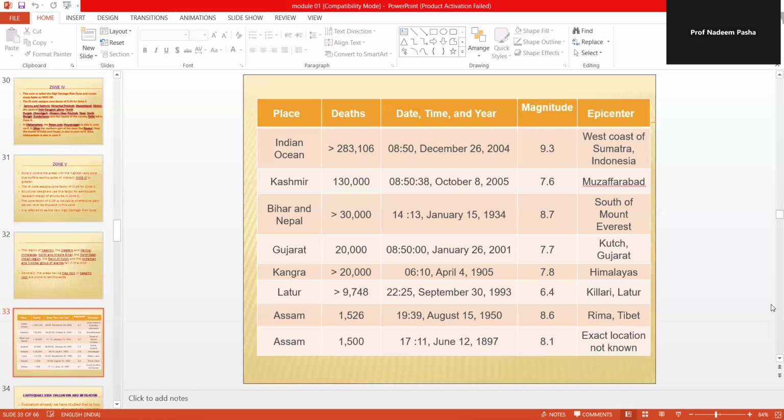This is remembered by us. We used to be students at that time. Another earthquake that hit India was in the year 1934 in Bihar and Nepal. Less than 30,000 people died. Next, one more earthquake occurred in the year 2005 in the Jammu and Kashmir region, and the deaths recorded were 130,000. Finally, the most severe earthquake occurred in the year 2004 in the Indian Ocean, off the west coast of Sumatra, Indonesia. Less than 283,000 deaths were recorded.